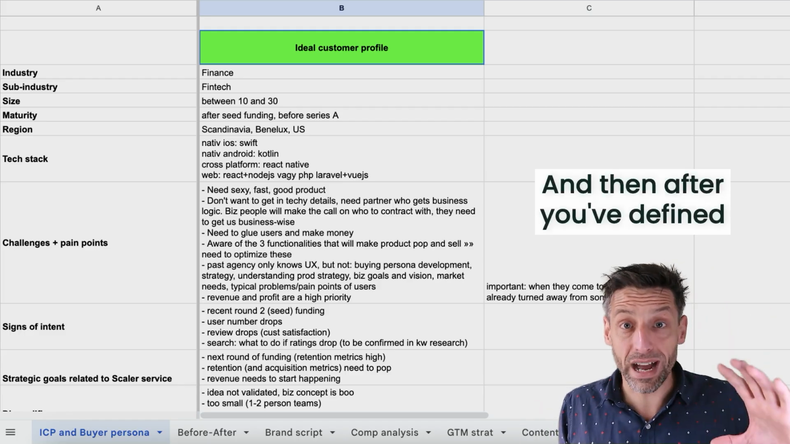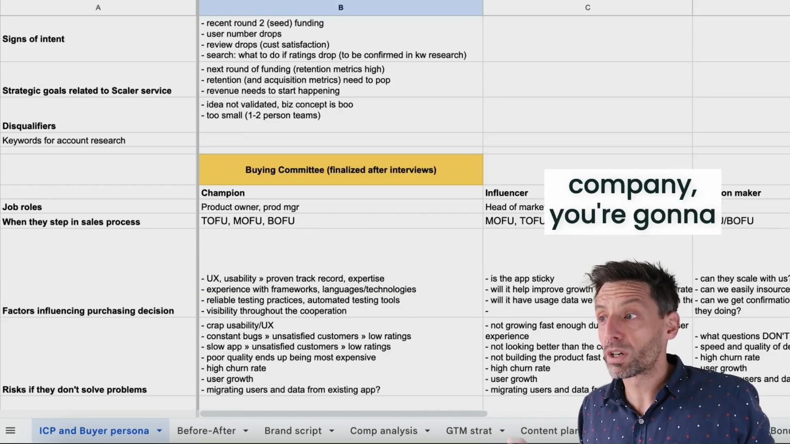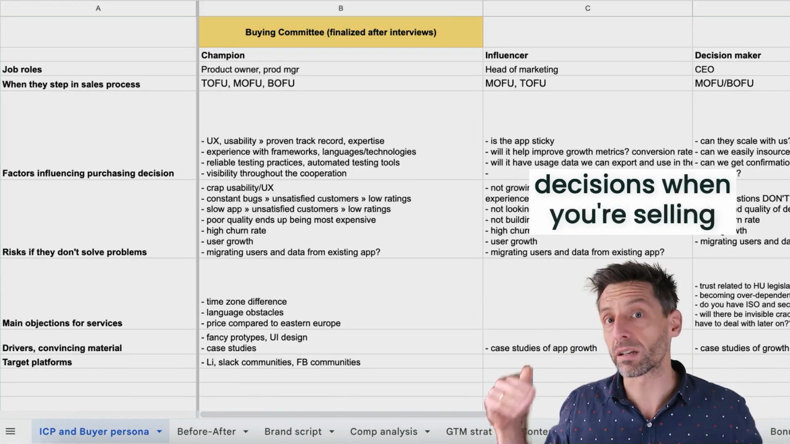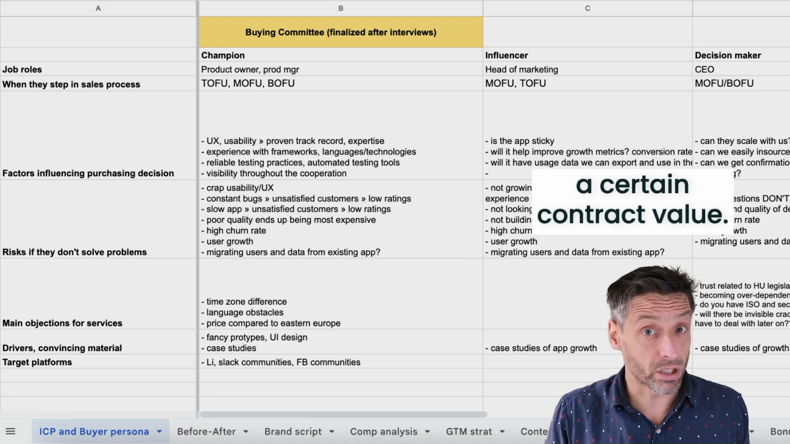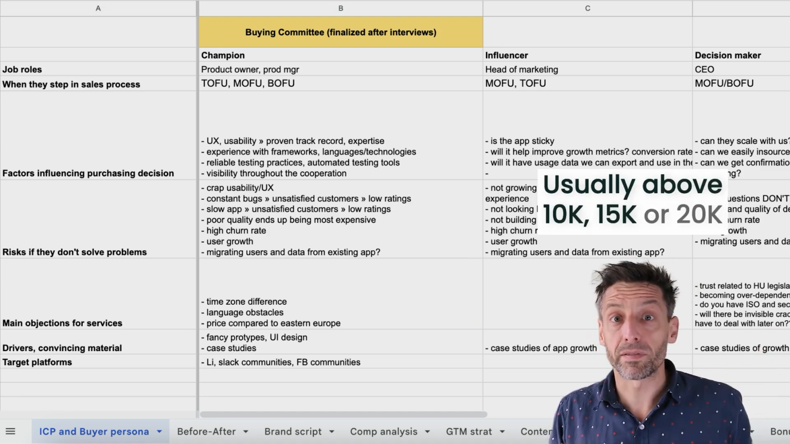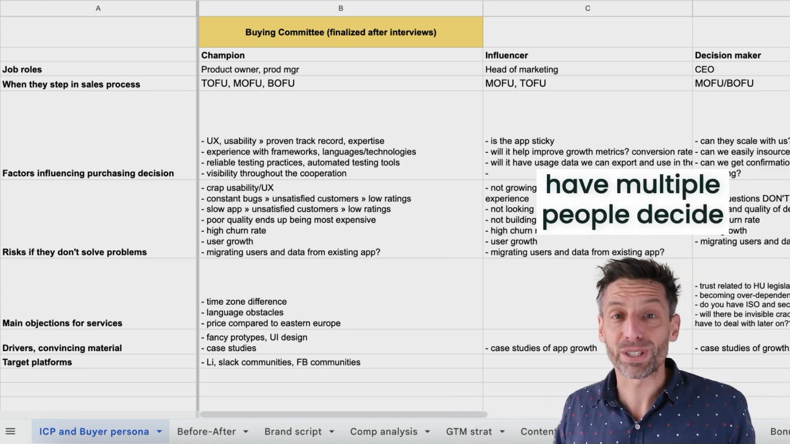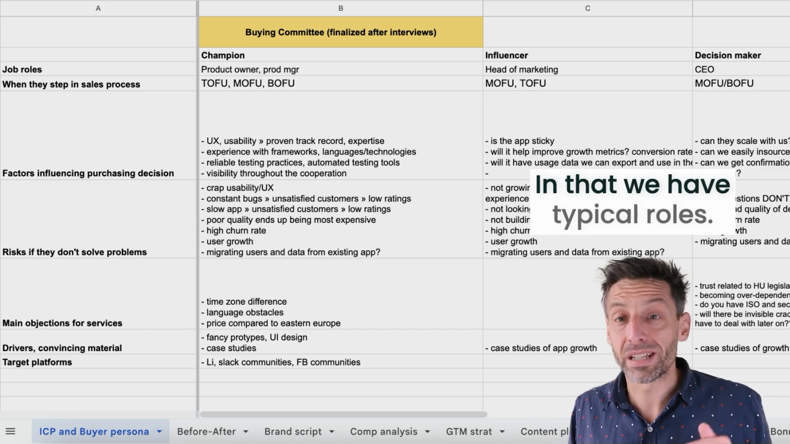And then after you've defined the ideal profile for the buyer company, you're going to want to dissect the buying committee, because when you're selling B2B products above a certain contract value, usually above 10K, 15K, or 20K per year, you're going to have multiple people decide whether or not to go ahead with you. In that, we have typical roles.